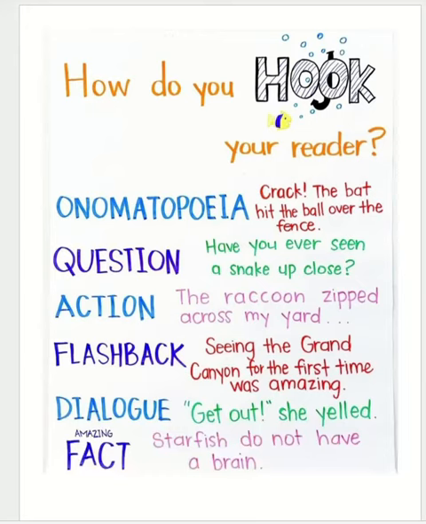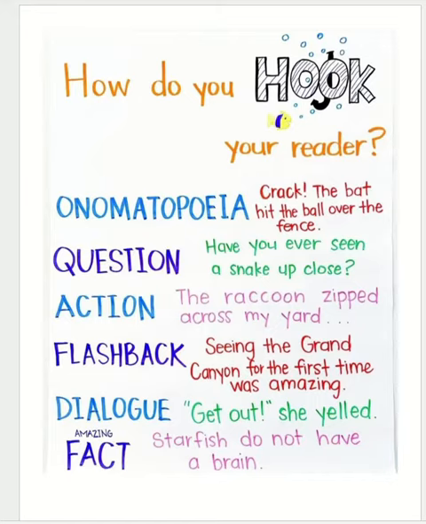Hey everyone, today we're going to talk about how you hook a reader and how you introduce some type of writing to get your reader interested. So, one way that you can hook a reader into your story is by using the figurative language technique onomatopoeia. For instance, this would be like sound words like pop, crack, wham. Here's an example: crack, the bat hit the ball over the fence. This really helps the reader hear in their mind the sound that was happening as the story is being told.